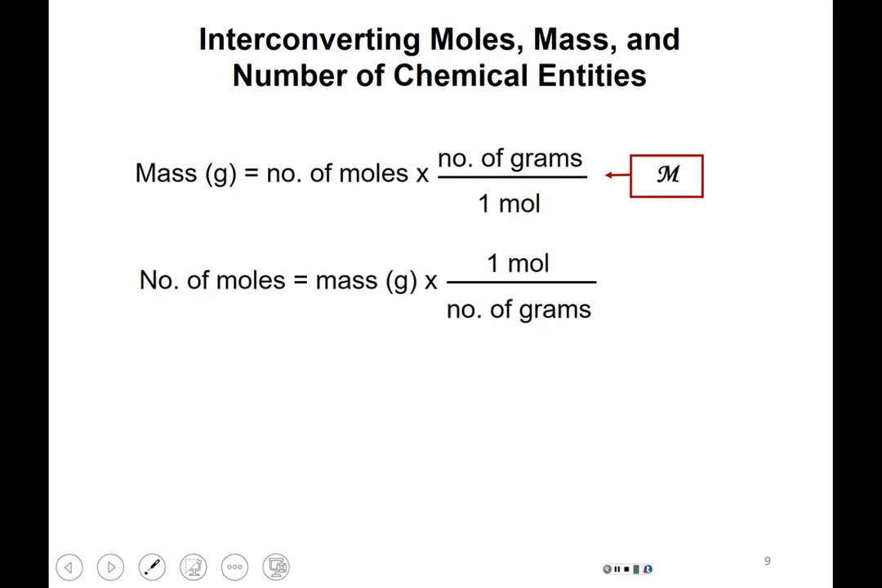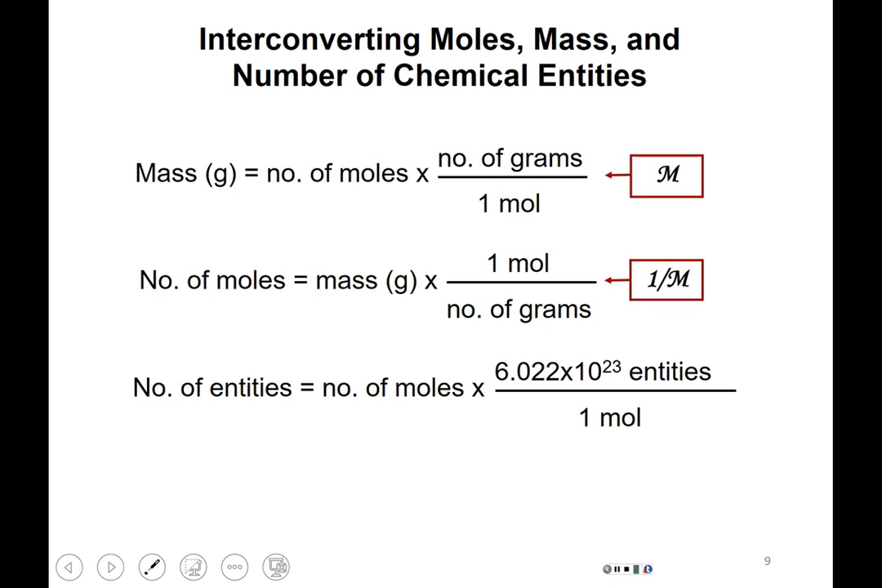Now, if we want to do the opposite, if we're trying to calculate number of moles of something, we would take our mass, and this is a little bit confusing on this slide because it's multiplying by moles over grams, which would be the same as dividing by molecular weight. So this is the inverse of the molecular weight. So you multiply by the inverse of the molecular weight, or let's just say divide by the molecular weight. That's a little bit easier.